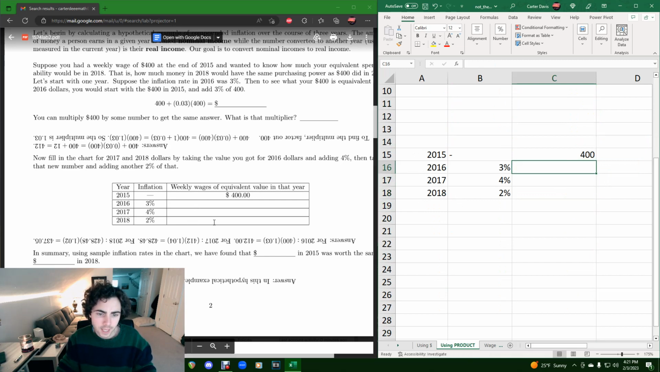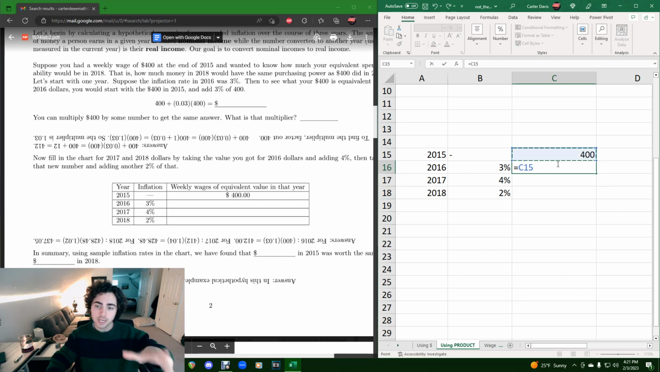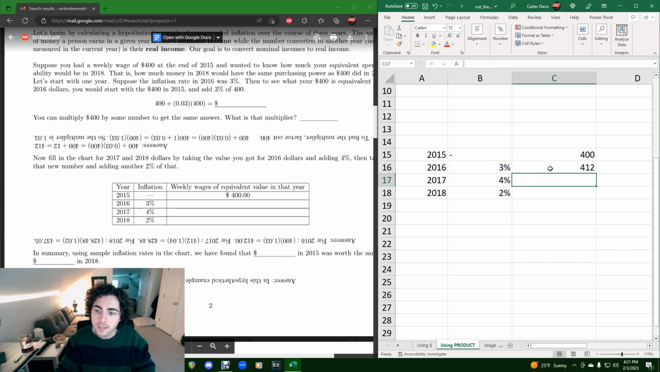Starting with what they have, to calculate the 2016 dollar amount here, we're going to hit equals and click on 400. So again, we're going to do 400 times 1.03, but in a kind of creative way. We're going to do C15, this cell here, times 1 plus, and instead of typing 1.03, we're going to reference this cell. So 1 plus 3% is the same as 1.03. Close parentheses, hit enter, and that's taken 400 and multiplied it by 1.03.